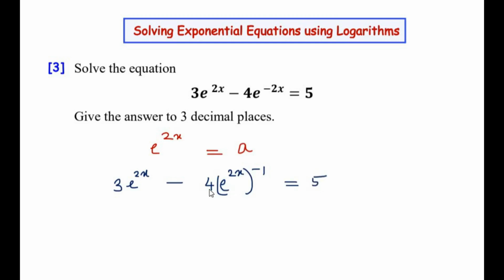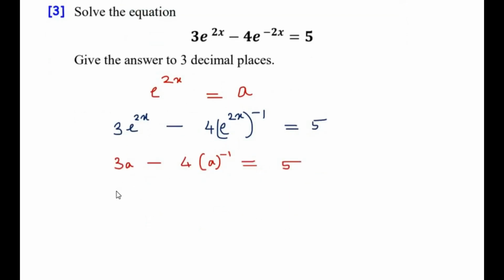Now once we have done this, let us replace e to the power of 2x with its substitute, that is a. So here I am going to write 3 times a minus 4 times a to the power of minus 1 is equal to 5. Now in the next step, we are going to write 3a as it is, minus 4 times. Now according to the law of indices, if a is raised to a negative power, we can change it to a positive power by reciprocating this term. So here a, I am going to write it as 1 over a. Now the power becomes 1. So we can see the negative power has turned into a positive power. This is done by using laws of indices.